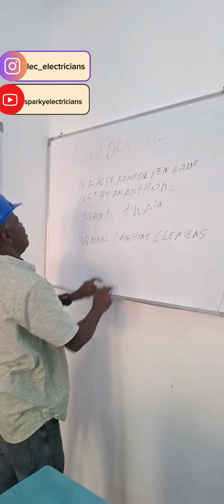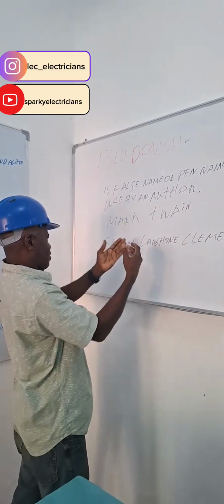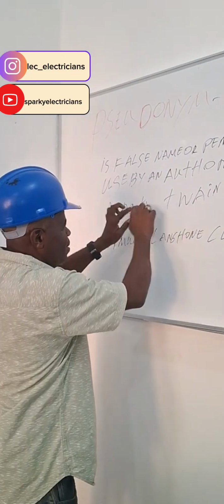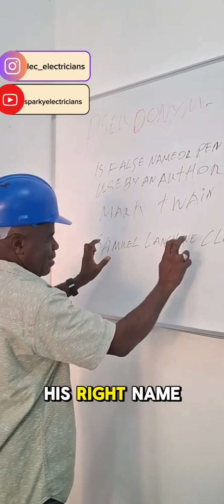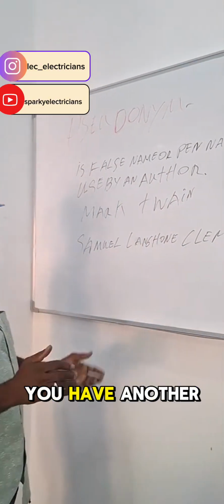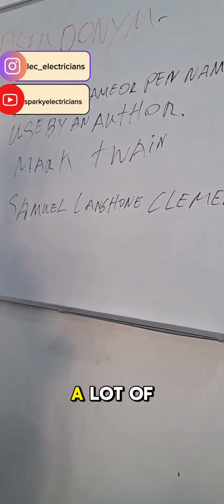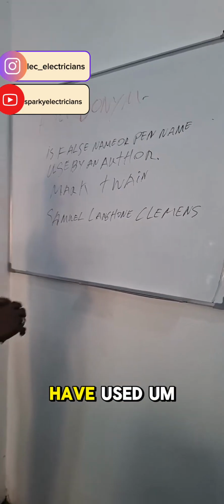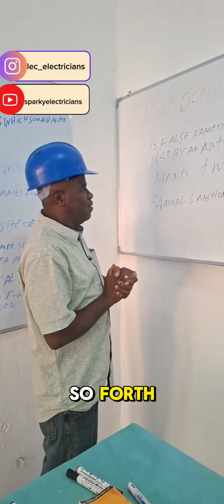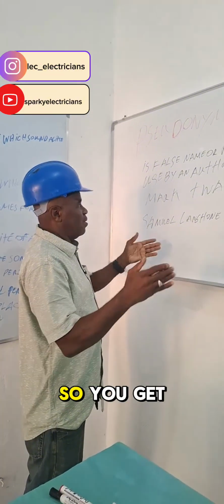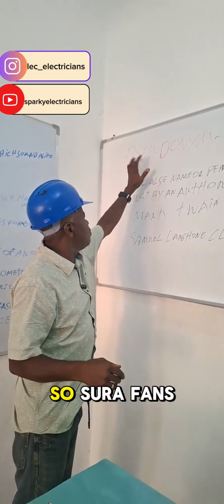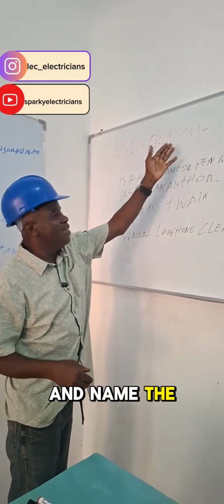So his pen name is Mark Twain, and his right name is there. Of course, you have a lot of other authors who have used pseudonyms over the years and so forth. So you get the meaning of pseudonym. So pseudo, false, and nym, the name, right?